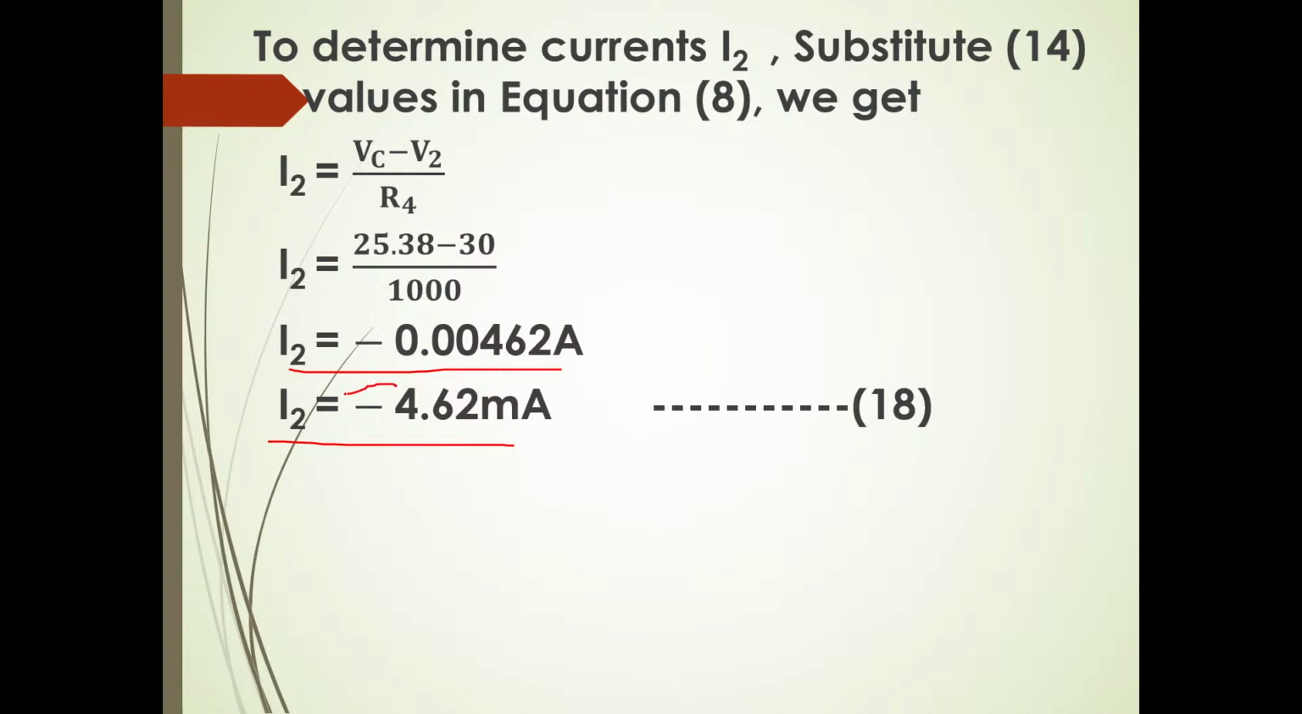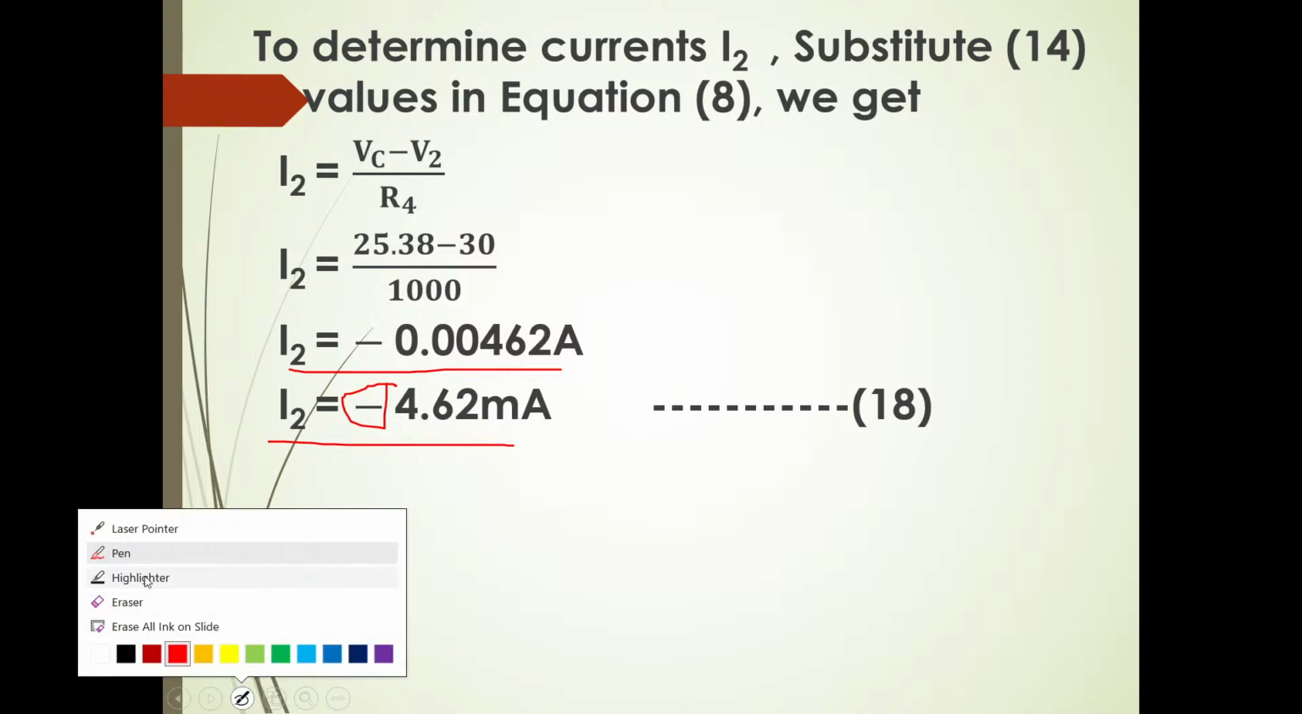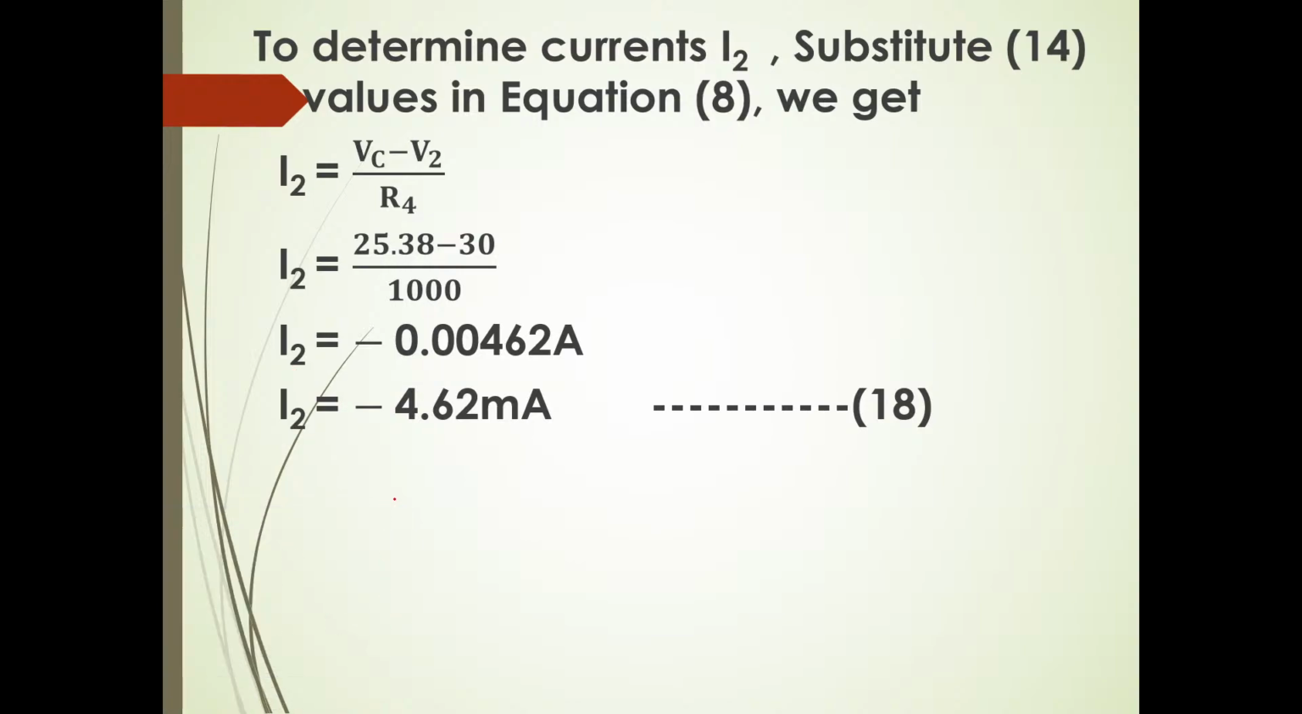So what is the current that you have got? You have got the negative current. That means I2 is negative. That means the actual current direction is opposite to the assumed current direction at node C. Therefore, you can mention: the actual current direction of I2 is opposite to the assumed current direction. Therefore, I2 is equal to 4.62 milliamperes. No need to write minus here.